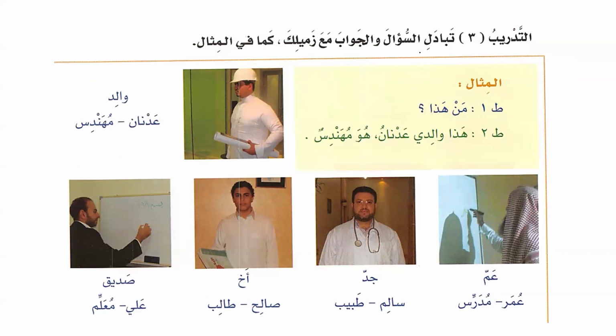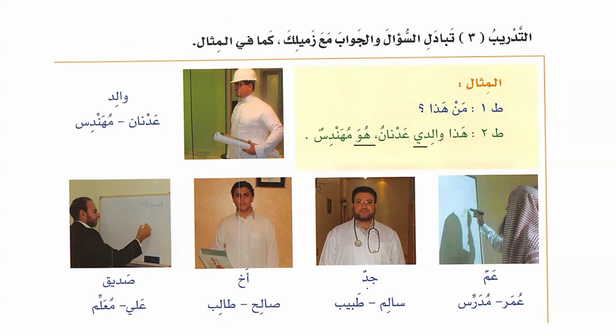التدريب الثالث تبادل السؤال والجواب مع زميلك كما في المثال. من هذا؟ هذا والدي عدنان هو مهندس. This is something we have already practiced. So we have Walid, Adnan and Muhandis. So we have already learned about the ya, which is used for possession. So you want to say something that belongs to you. For example, kitabi, qalami, walidi, and then after that, the third person, which we use for the masculine. So we say huwa. So for example, man hada, hada ammun, or you can say hada ammi umaru, huwa mudarrisun.